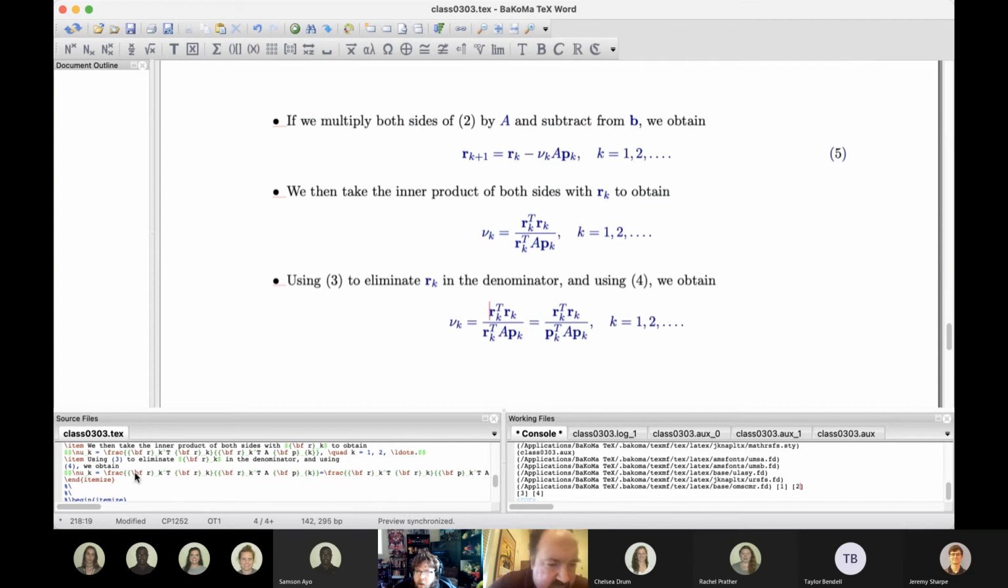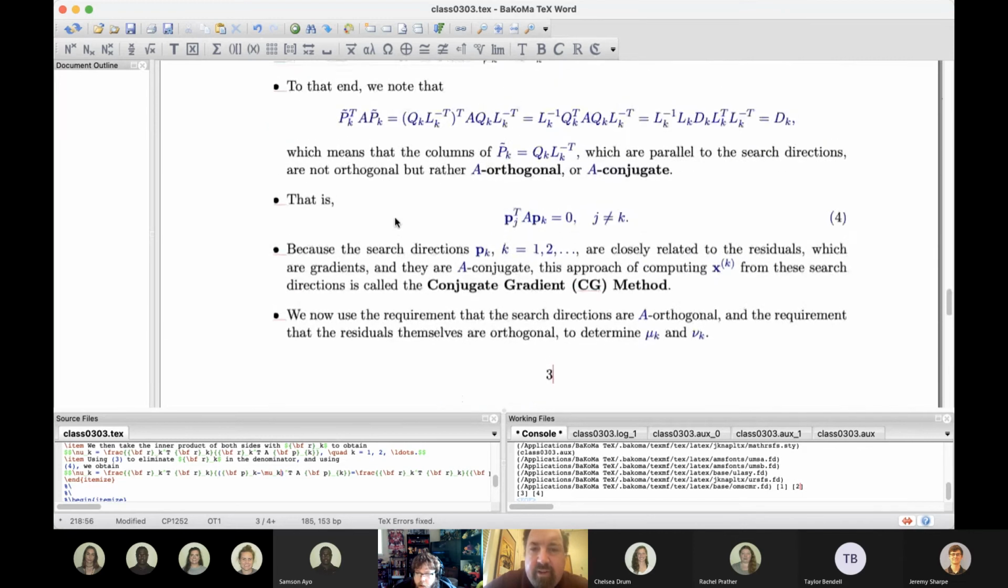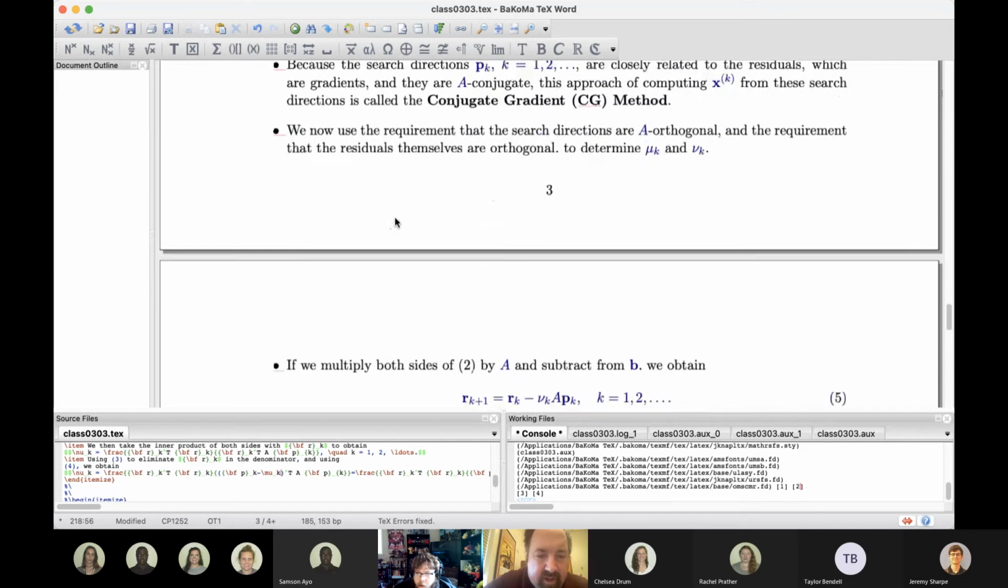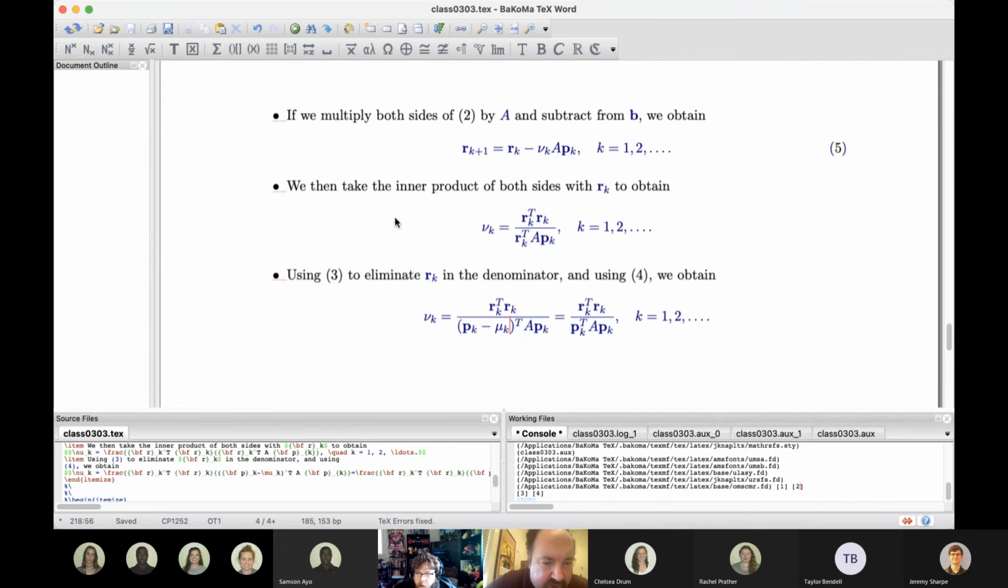All right, so r_k is the same as p_k. Whoops, not that r_k, I want to leave that one alone. One down in the denominator. All right, so that's the same as p_k minus mu_k. Let me check my notation. Yeah, mu_k times p_{k-1}.